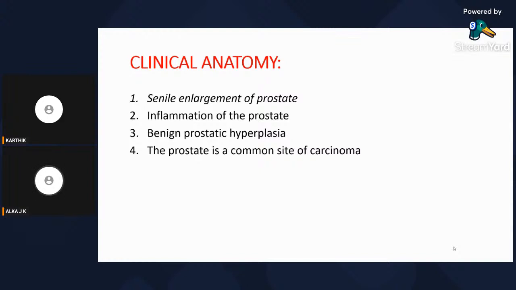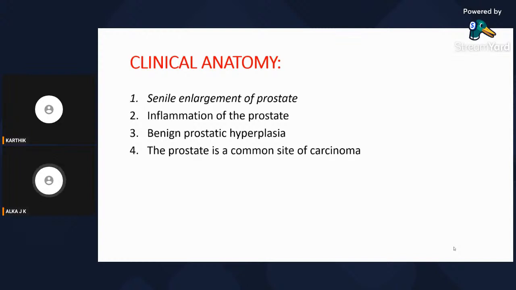So I told you the zones are there. Number one, the peripheral zone, which is 70%; the central zone, 25%; and 5% is the periurethral zone. So both are peri. The peripheral zone, 70%, is mostly prone to carcinoma, while benign hypertrophy always occurs in the periurethral, that means transition zone, but the central zone is not involved in disease. So the prostate is the common site for carcinoma.